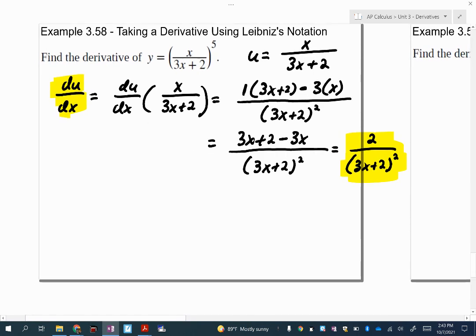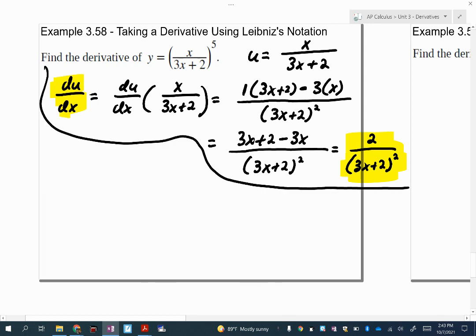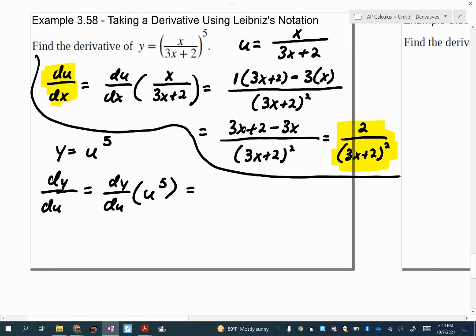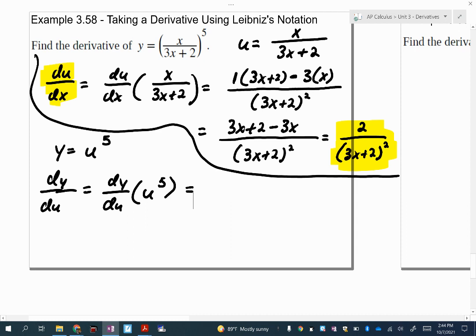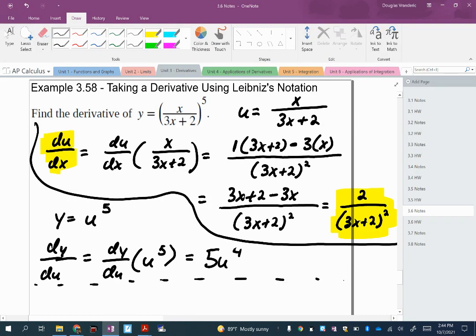Yes. Okay. Awesome. Let me not box it, but just show you that we have a breaking point. The other thing that I'm going to write now is y equals u to the 5th power. So if I replace this x over 3x plus 2 with u, to find dy over du, that's going to be the derivative of u to the 5th power, which is something we did in our first lesson on derivative rules, the power rule, which is 5u to the 4th power. Okay, so now that's our second piece.